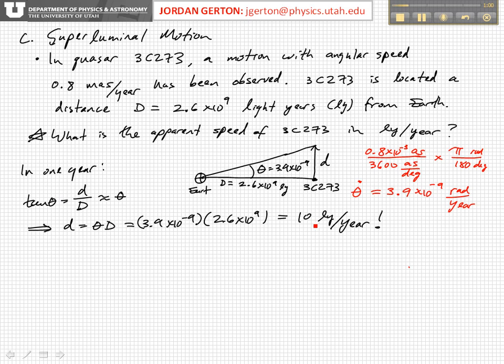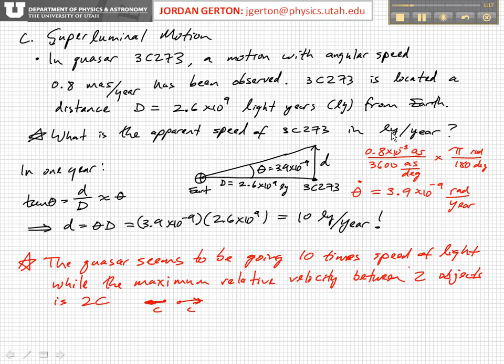If we plug in the numbers, what we get is that the apparent transverse motion of this quasar in 1 year is 10 light years. So the apparent speed is 10 light years per year. The apparent transverse speed is 10 light years per year. So incredibly, the quasar seems to be going 10 times the speed of light, and this is very strange, right?